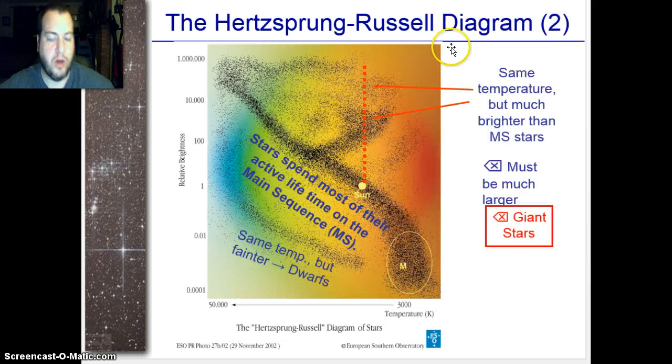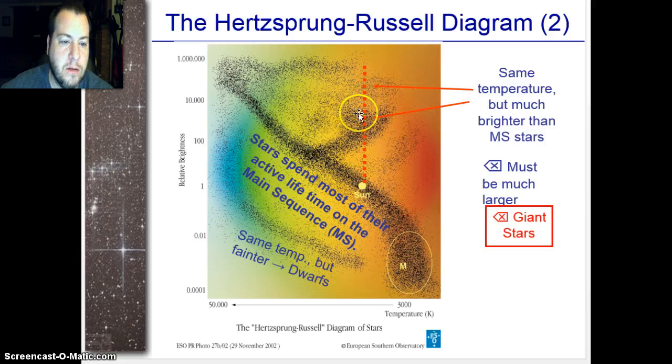Okay, now notice, if we draw a line down here, all of the stars on this line would have the same temperature. These stars up here are much brighter than main sequence stars, so what must be true? The thing that must be true is that they must be much larger than main sequence stars. So we call those giants. Down here, same temperature again as these stars right here, they're much fainter, so they must be much smaller. They must be dwarfs. We call those dwarf stars.